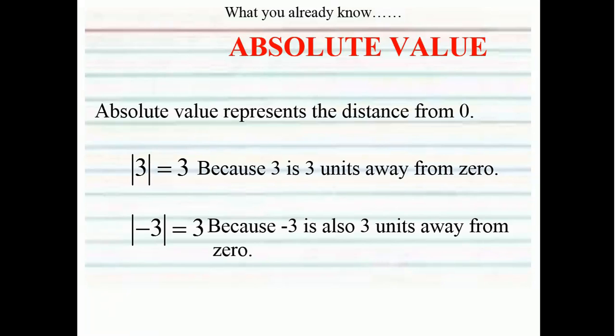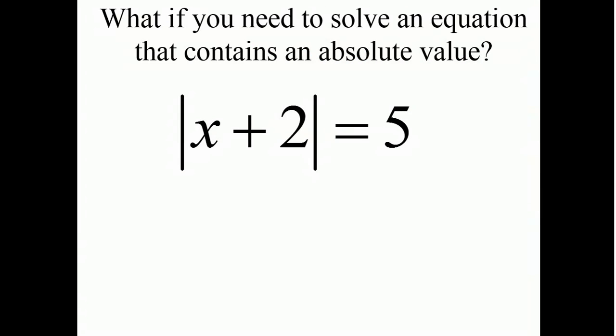So what do you know about absolute value? Well, basically, absolute value represents the distance from zero. When I have something in absolute value bars, all it's doing is making everything positive inside. So |3| equals 3 because 3 is 3 distance units away from 0, and |-3| is 3 because negative 3 is also 3 units away from 0. So when we solve absolute value equations, we're going to have two answers because there are two different ways we can look from 0.